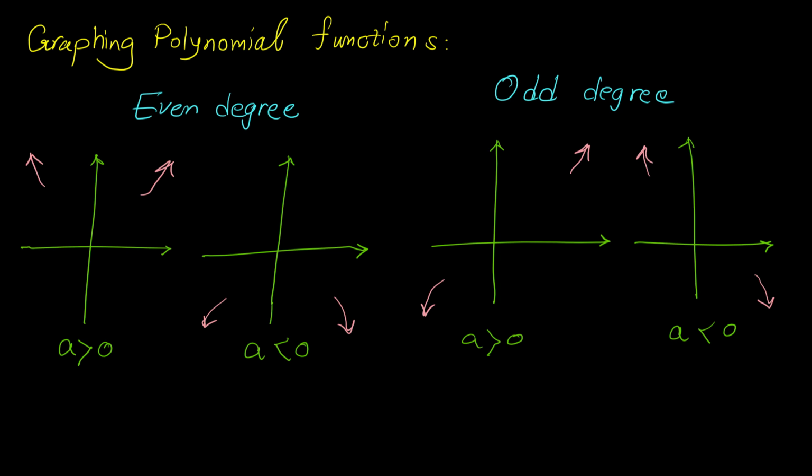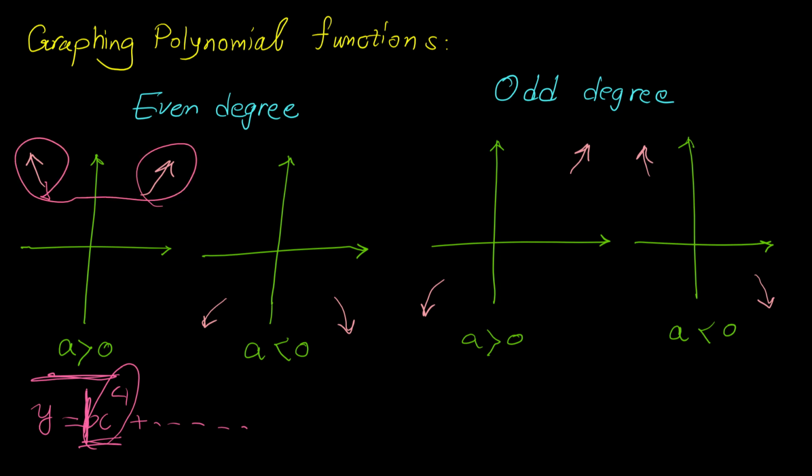For example, suppose we have a polynomial in the form of y equals x to the 4 plus other terms. Because the degree of the polynomial is 4, we suppose 4 is the highest degree in this equation. Because the degree is even and the leading coefficient is positive, it's 1 here, it's this case. And immediately we know that the graph should be something like this. The two ends are going up, and between these two ends the graph can go up and down.